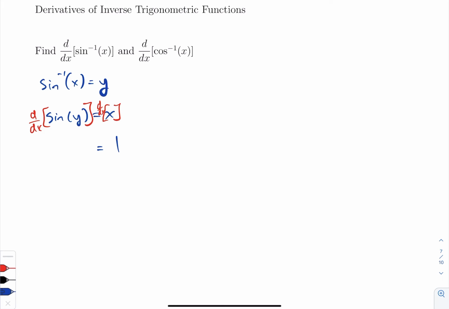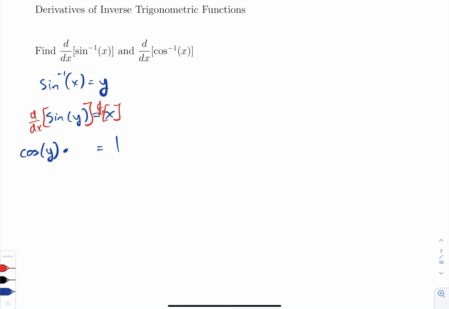The derivative of sine of y, this is where things get just a little bit different than how we may have seen this before. It's kind of like I have a composition here. I have an outside function, which is sine, and then the inside function, which is y. So I'm going to be applying the chain rule here. The derivative of the outside function is cosine. Keep the inside function the same. And then I need to take the derivative of y with respect to x.